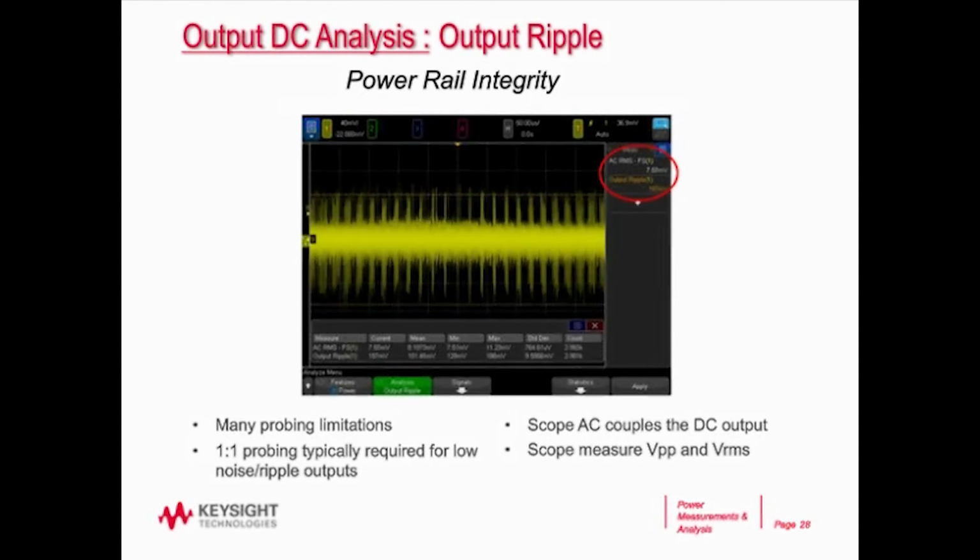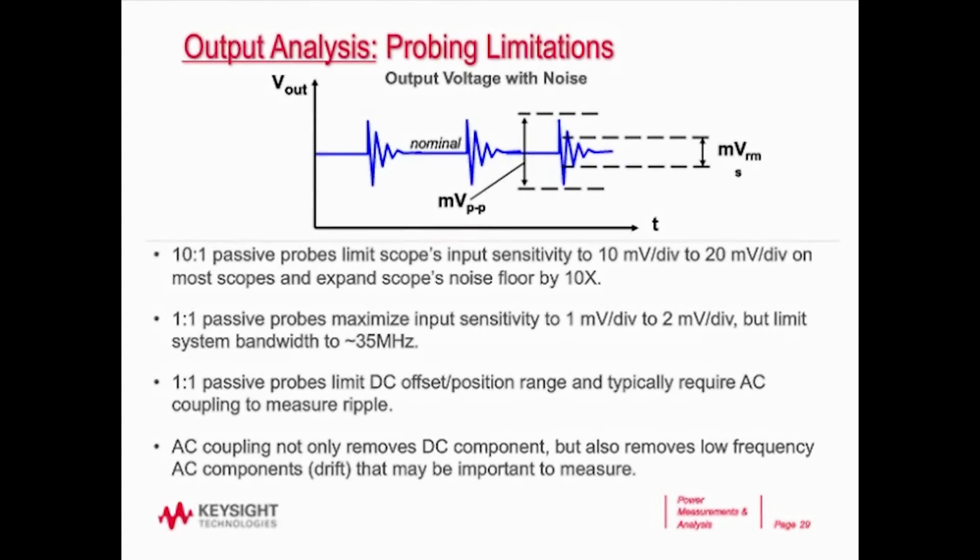Now let's talk about what some of the probing limitations are. I mentioned we recommend using a one-to-one probe for low millivolts. The problem with the 10-to-1 probe is that it's going to limit the scope's input sensitivity on most scopes to somewhere between 10 millivolts per division and 20 millivolts per division. So if you're trying to measure 2 millivolts, you're not going to be able to measure it very accurately. Another problem with the standard 10-to-1 probe is not only does it move your dynamic range up away from your most sensitive settings, it also expands your scope's noise floor by a factor of 10 as well.